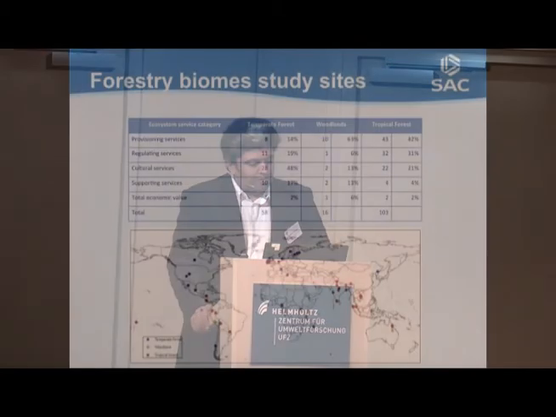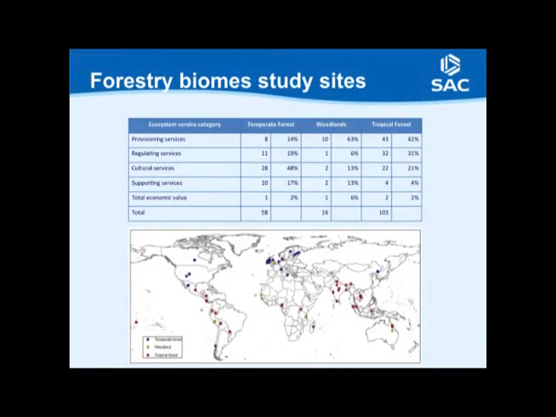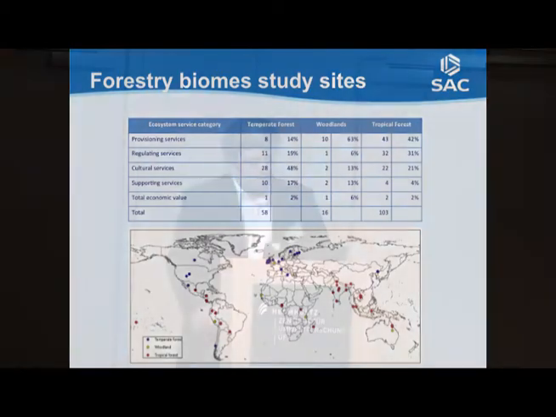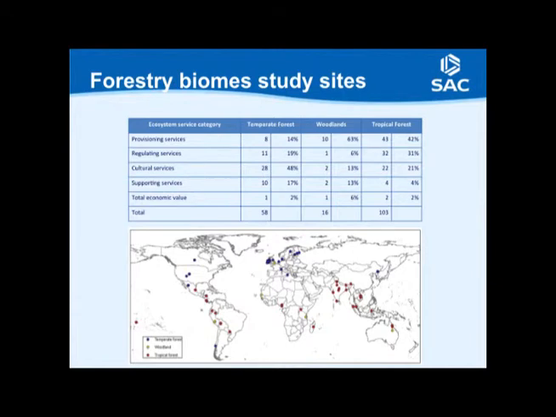But what we can see here in this slide is just to give you some kind of summary of where we come from. Say, for the forestry biomes, you've got the temperate woodlands, the tropical forestry. You can see there the different services in our database: provisioning, regulating, cultural, supporting, others, looking at total economic value, and the total number of observations and the spread of those observations globally. So we did what we could.